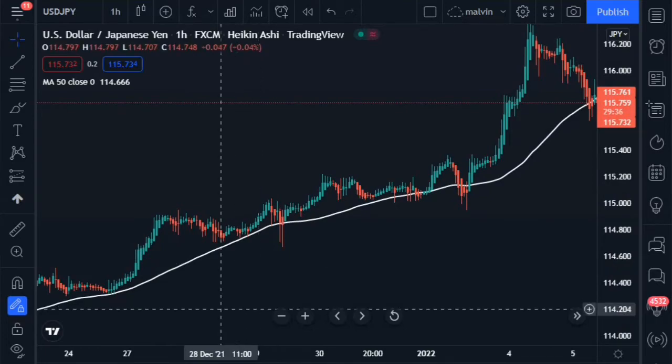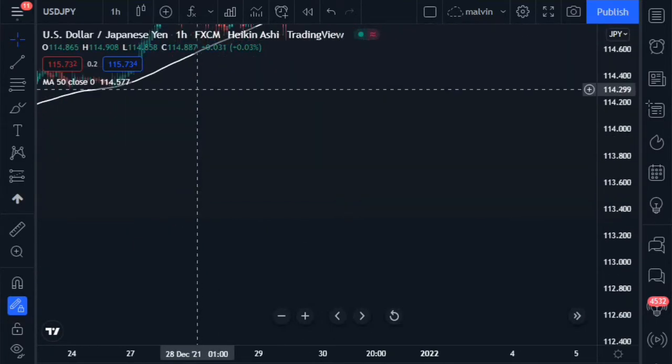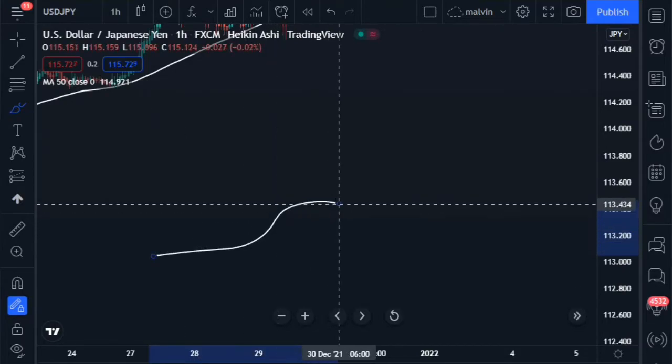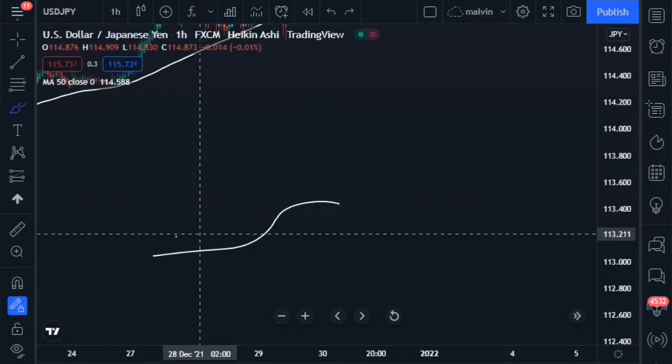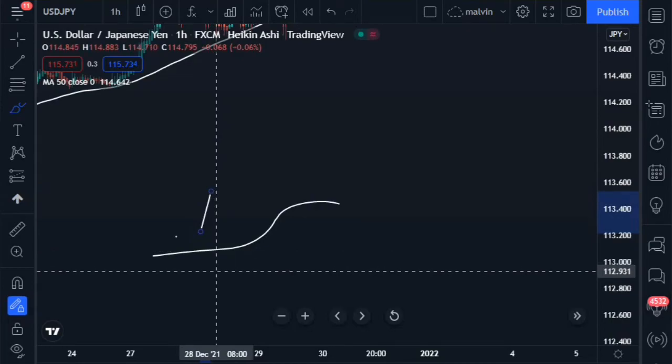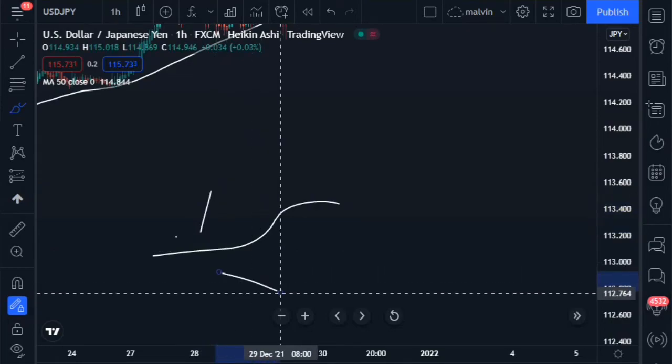Okay, let me explain the moving average for you guys. So let's take this for example. This is the 50 moving average. Whenever you see price going above the 50 moving average, it's telling you that price is in an uptrend, and whenever you see price below the 50 moving average, it's telling you that price is in a downtrend.